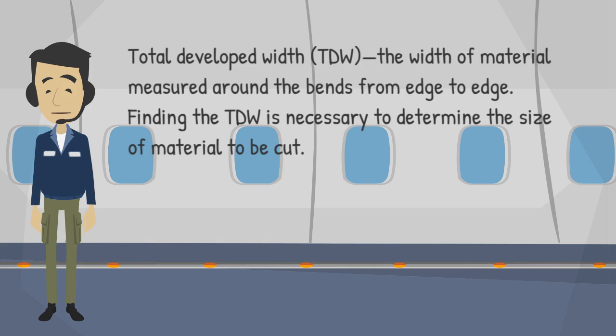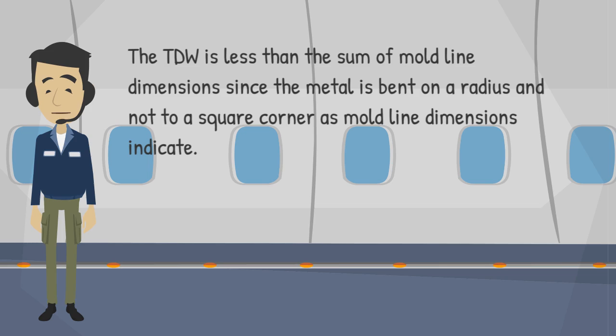Total developed width, TDW: the width of material measured around the bends from edge to edge. Finding the TDW is necessary to determine the size of material to be cut. The TDW is less than the sum of mold line dimensions since the metal is bent on a radius and not to a square corner as mold line dimensions indicate.